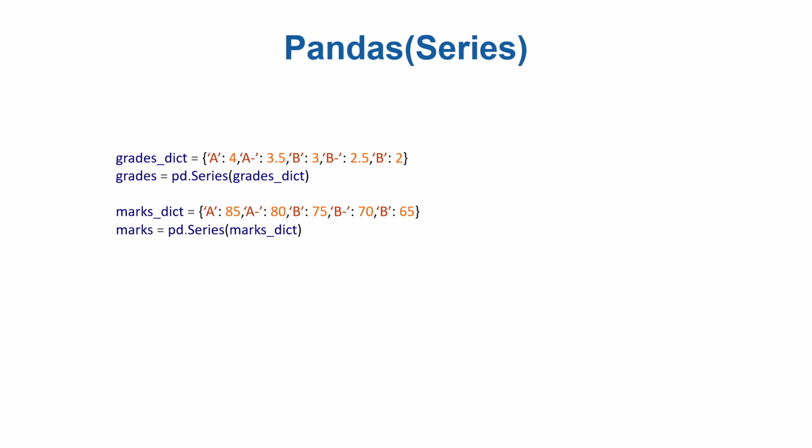Okay, let's say we have two different dictionaries. Let's say we have a lot of students, and the A grade is defined to be 4 and the A minus grade is defined to be 3.5.